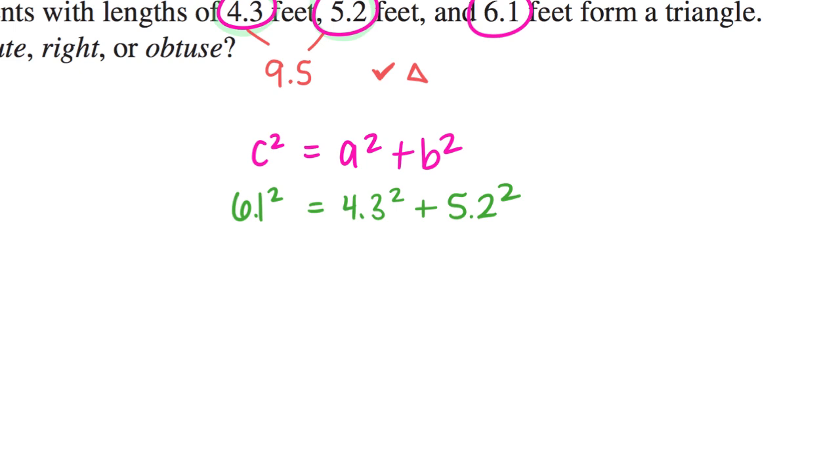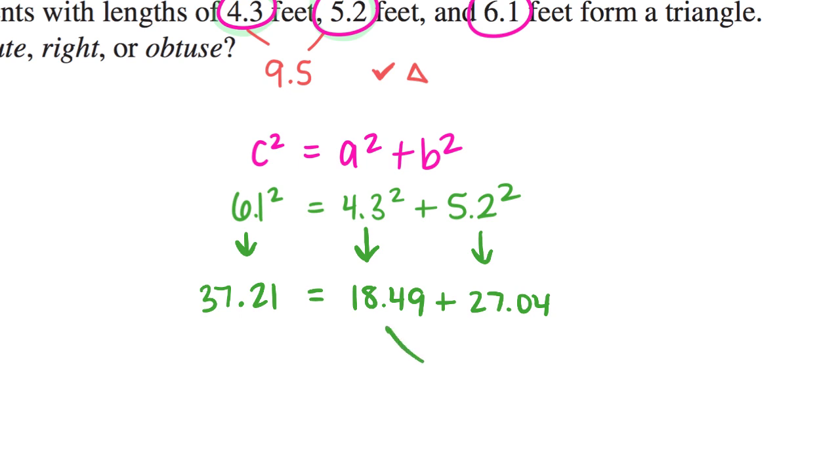Okay, and you can use calculators for this, right? You can just square these numbers in your calculator. This is going to give us 37.21. So that's going to be equal to 4.3 squared is 18.49. 5.2 squared is 27.04. And then we need to add these together. So if you add those together, we get 45.53. And then if we look at this one, we're going to bring that down, 37.21.